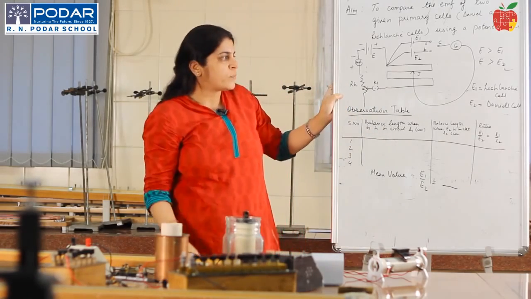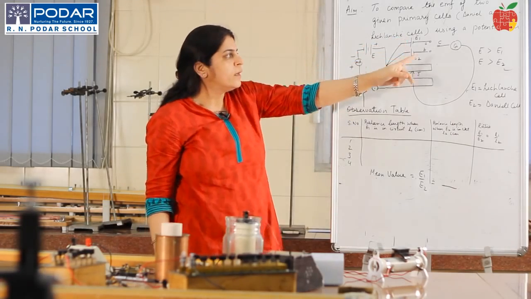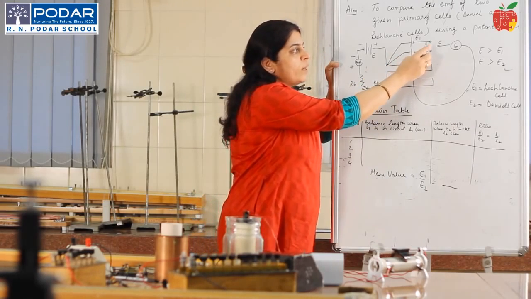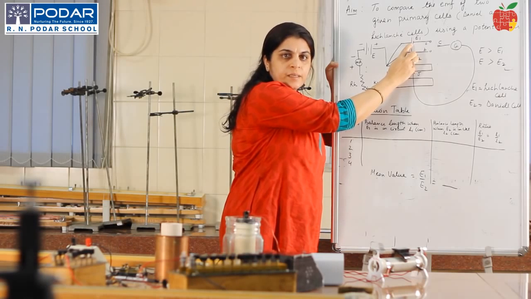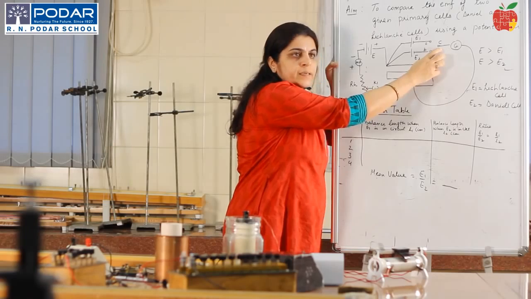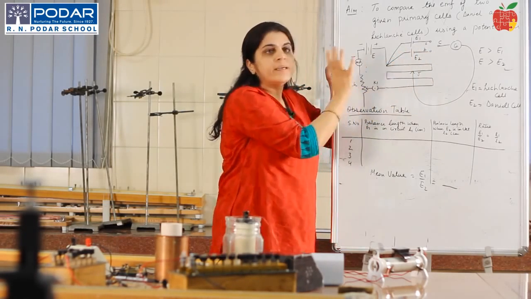So, in the experiment, we will be finding the balancing point using E1 in a circuit. Can you see this? This is a two-way key, that is ABC. When you connect AC in a circuit, then E1, that is the Leclanché cell, will be in a circuit, and we can find the EMF of the cell. When you connect BC in a circuit, then we find the EMF, that is E2, in a circuit, that is, we find the EMF of what?